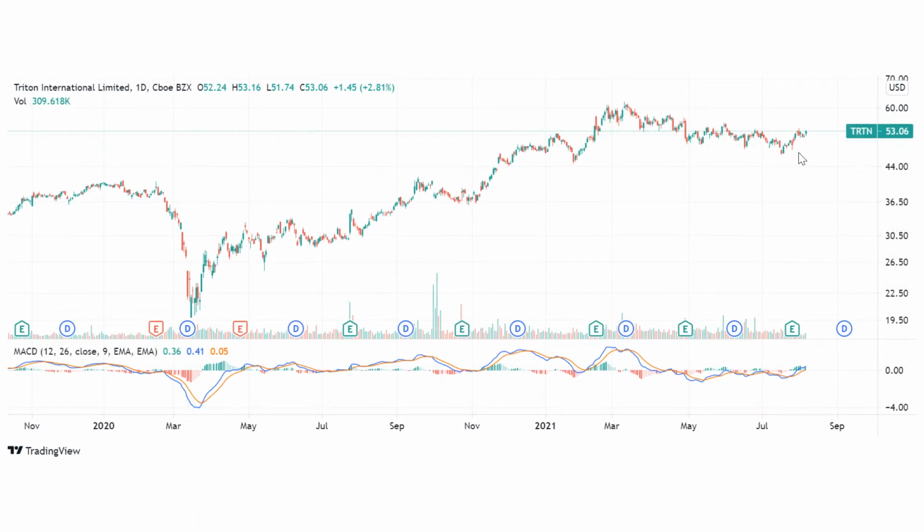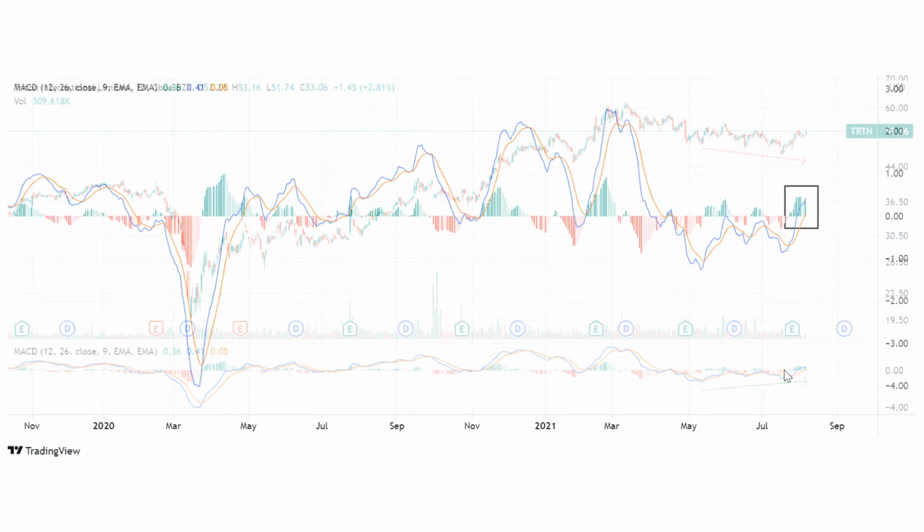And if we take a look at the momentum, at the MACD, we can see that we have formed a positive divergence. Here we can see that we have made lower lows, and if we take a look at the MACD, we can see that we have formed higher lows. So this is what we call a positive divergence, and this is also a very bullish sign that we might see some change in the overall trend.